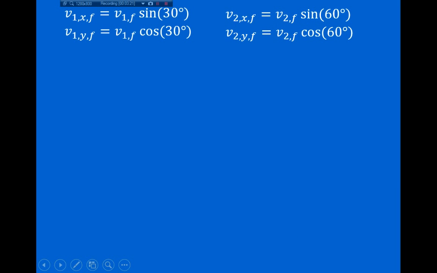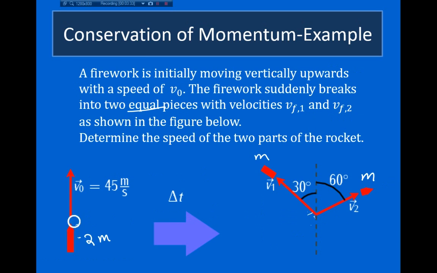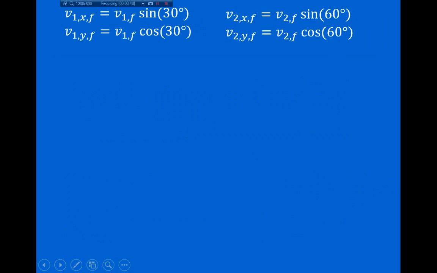So again, we have conservation of momentum in the x and y directions separately. The first thing I want to look at is conservation of momentum in the x direction. If we think about this rocket, initially the rocket is moving vertically upwards, so initially the velocity in the x direction is 0. This means that the initial momentum of the rocket in the x direction is 0 kilogram meters per second. So conservation of momentum tells us the sum of the final momentums in the x direction is equal to the initial momentum in the x direction, which we said is 0 kilogram meters per second.